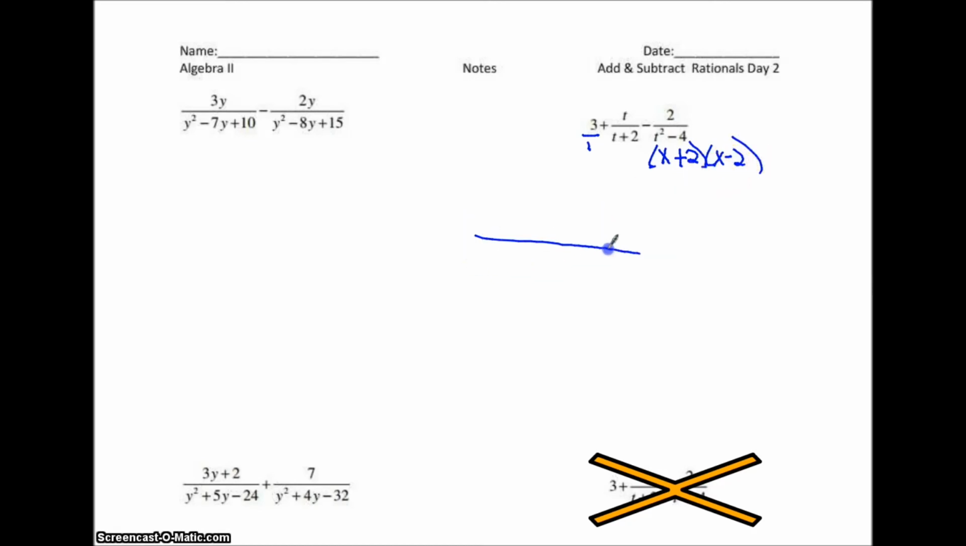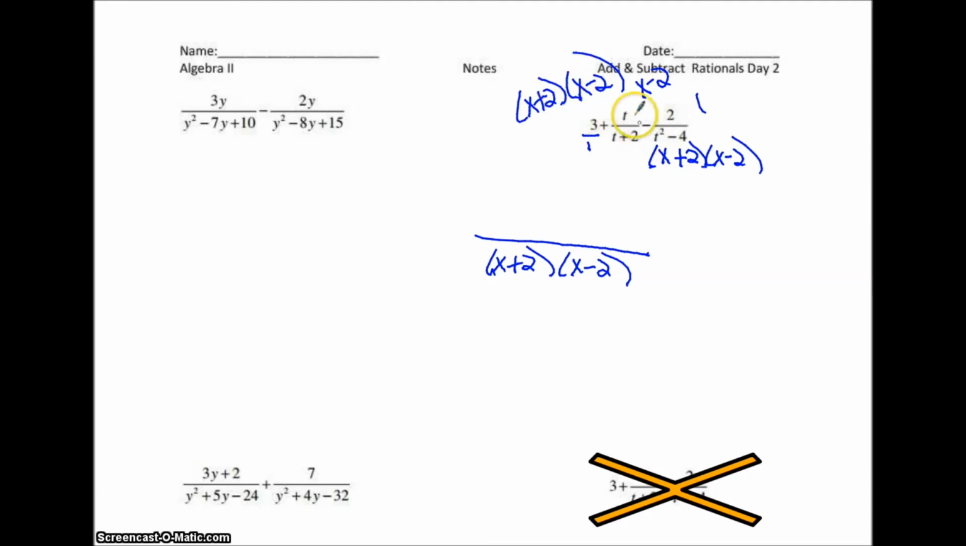So, common denominator. First one is a 1, don't worry about it. Then you have t plus 2, I'm going to write it as x plus 2. Then you have x plus 2, x minus 2. The x plus 2 is already there. Add your x minus 2. Compare. First one's missing everything, so it is going to be x plus 2 times x minus 2. Next one is missing x minus 2. And the last one's good, so I'm going to put a 1.